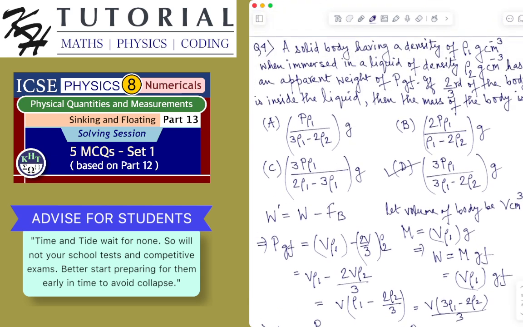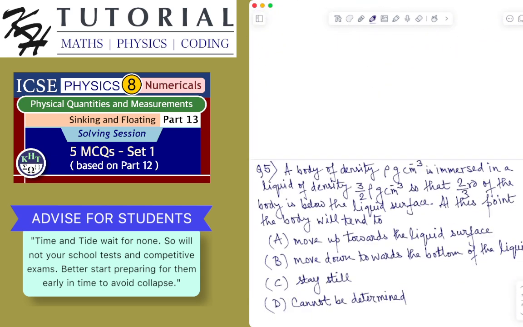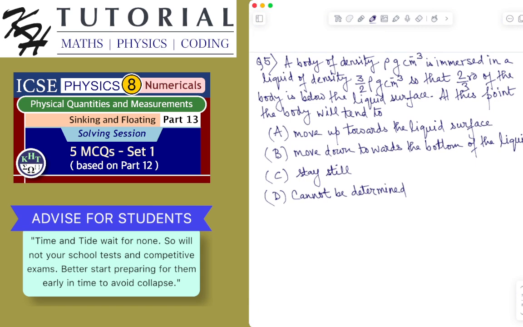Okay, let's see the last problem, question number 5. A body of density rho gram per centimeter cube is immersed in a liquid of density 3 by 2 rho gram per centimeter cube, so that 2/3 of the body is below the liquid surface. At this point, the body will tend to move up towards the liquid surface, move down towards the bottom of the liquid, stay still, or cannot be determined.